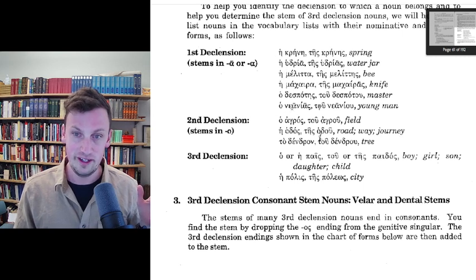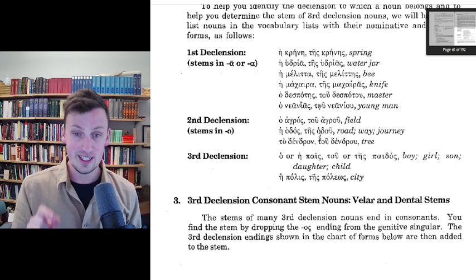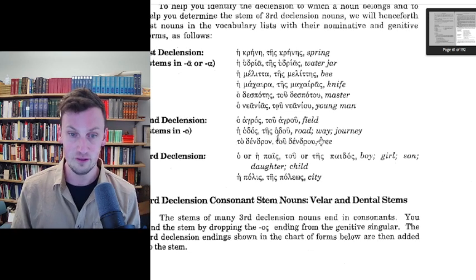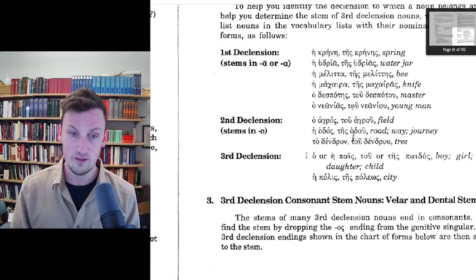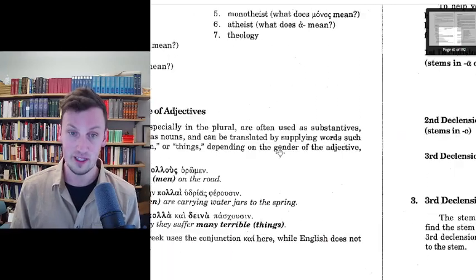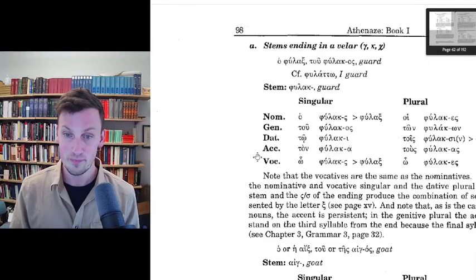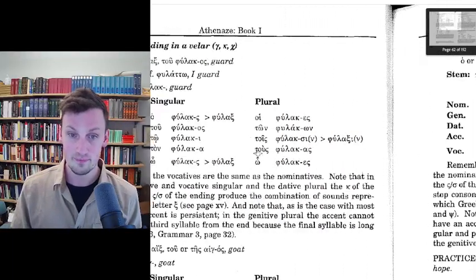Note that the article here is giving away your gender. And in the third declension, they're showing you that they're now giving you the genitive with every single noun you learn. And from now on, especially with the third declensions, you need to start memorizing the genitive as part of the vocab word.